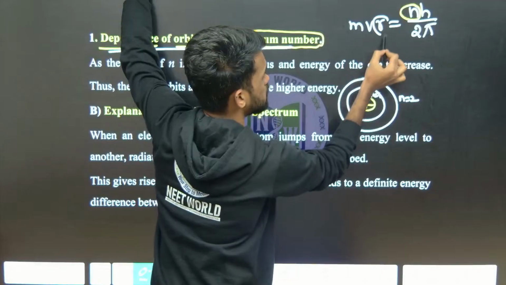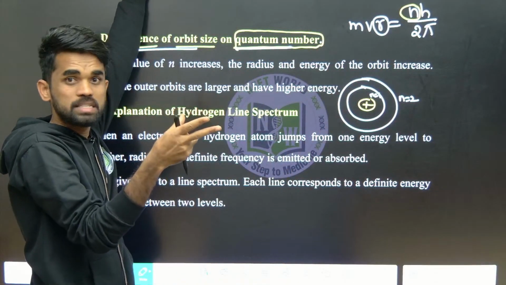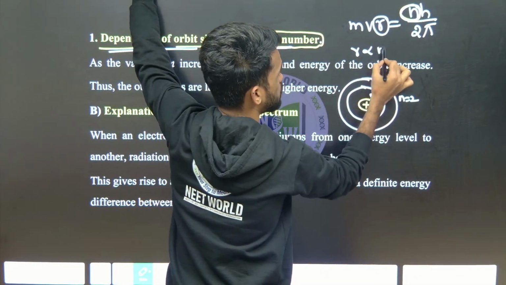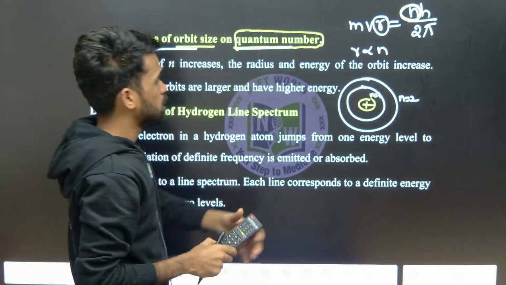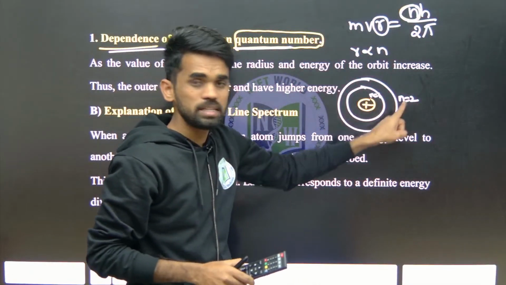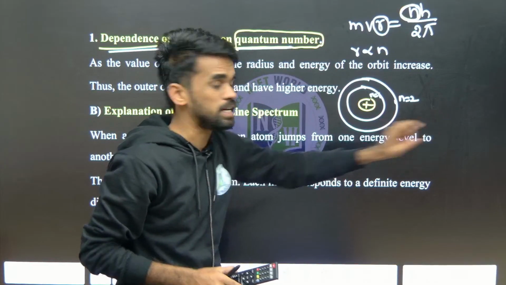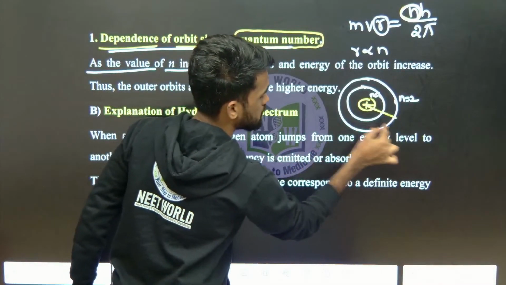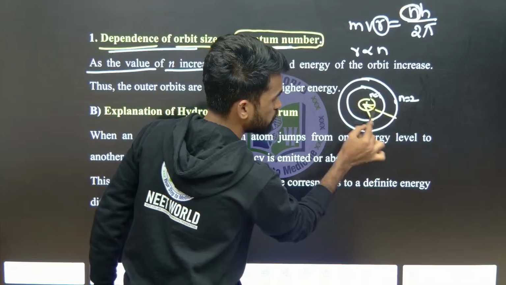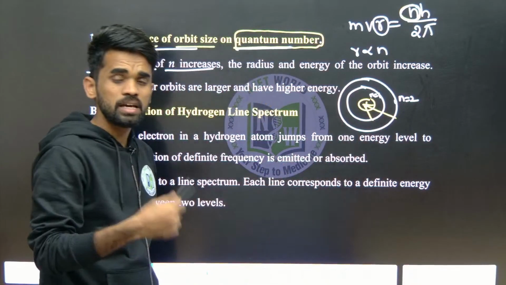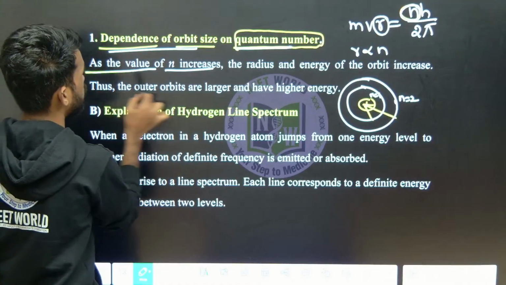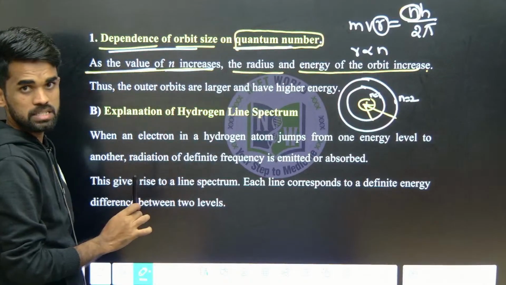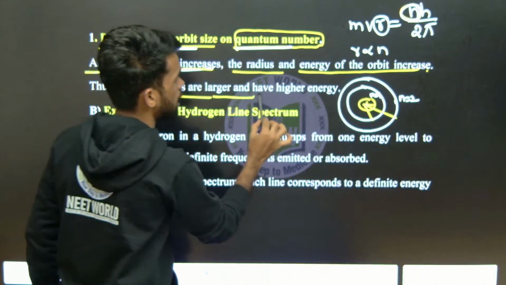Radius is nothing but size. The more the radius, the more the size. So radius is directly proportional to the quantum number. The more the increment in the principal quantum number, the more the size. As the value of n increases, distance is increasing, so we can say the radius is also increasing. So as the value of n increases, the radius and energy of the orbit also increase. Thus outer orbits are larger and have higher energy.